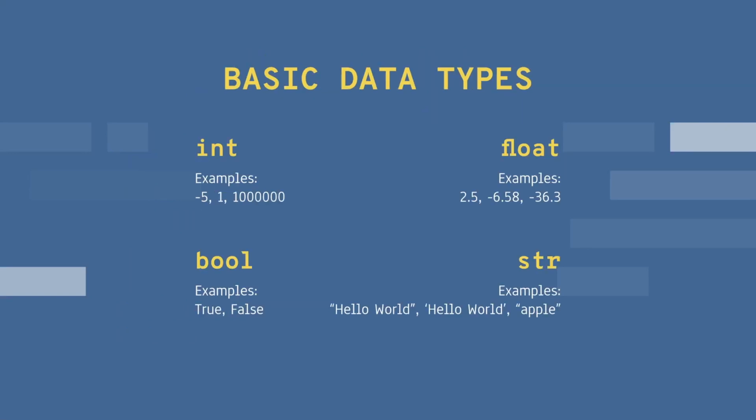The basic data types, also known as the primitive data types, are int, float, boolean, and string. Integers are whole numbers without decimal points. They can be positive or negative, and we use them for things like counting and indexing.